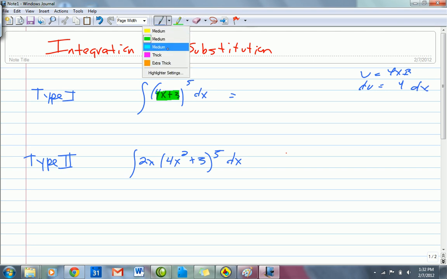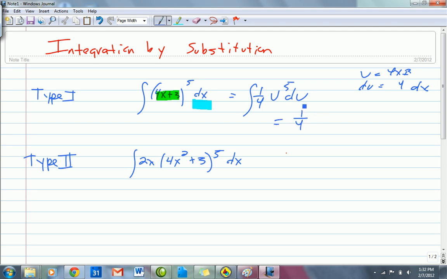And therefore what's left is just a 1 dx, so I replace the quantity 4x plus 3 to the fifth with a u to the fifth, and the dx ends up being not exactly du, but a fourth of du. Okay, which you then integrate, 1/4 comes down, u to the fifth becomes u to the 6 over 6, and I get 1/24 u, which is 4x plus 3, to the 6, plus your constant of integration.